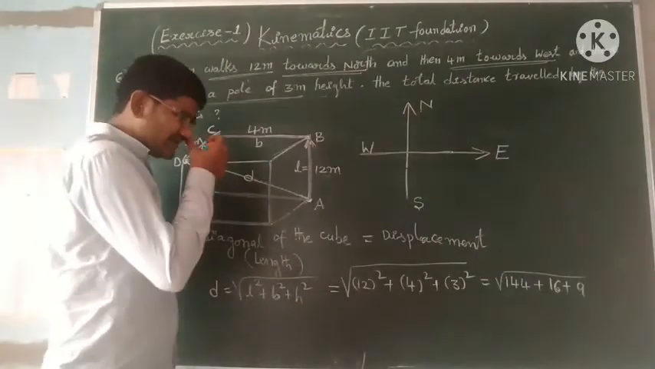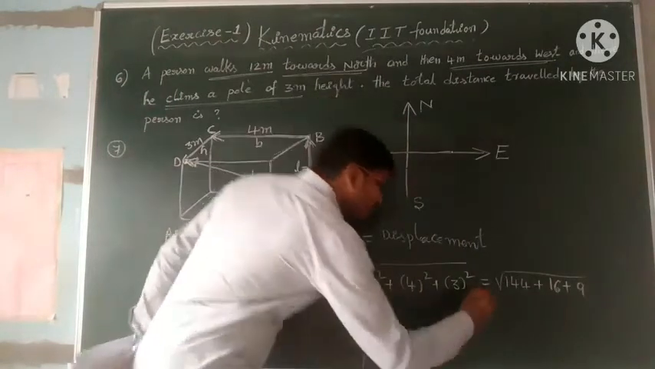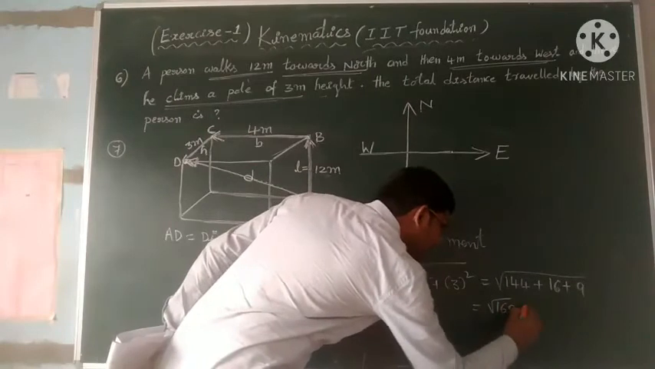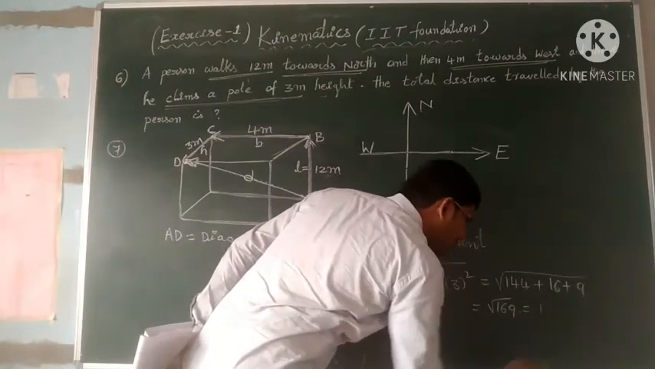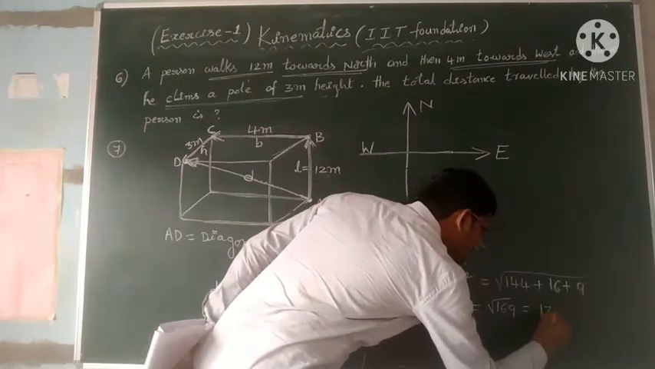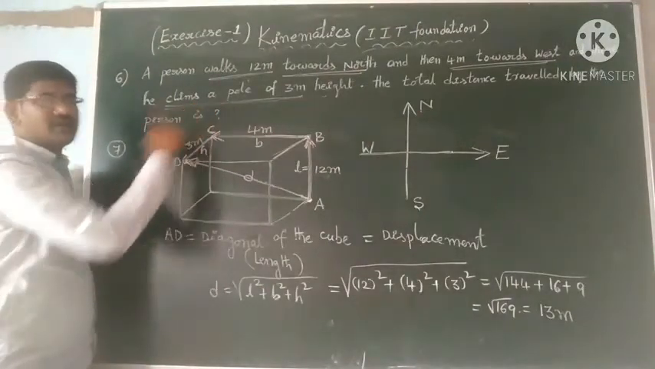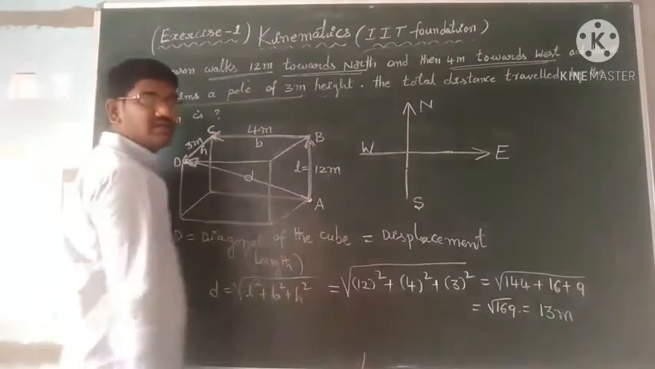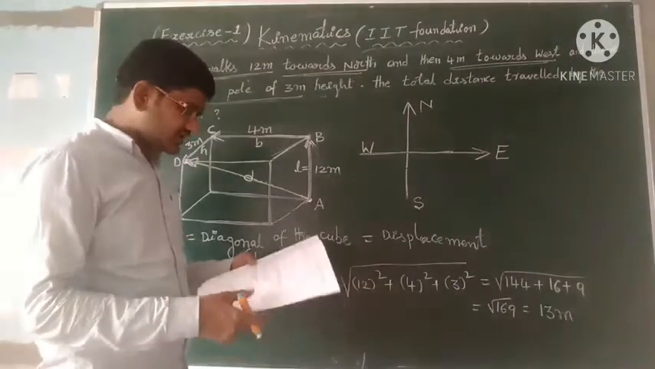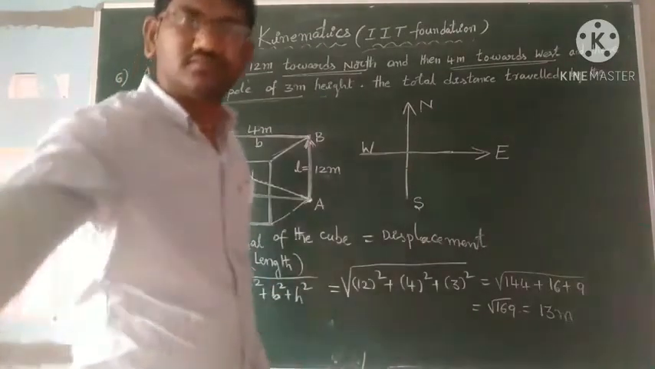Okay students, then 144 plus 16, so that will become 160. 160 plus 9 is 169, so the square root is 13. So the answer is 13 meters is the displacement. So what is the net displacement in this situation? 13 meters. And we can see the next problem.